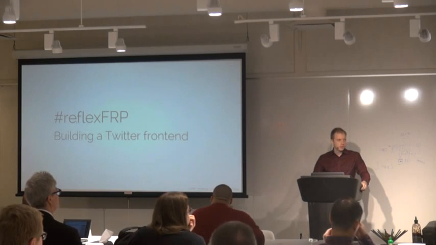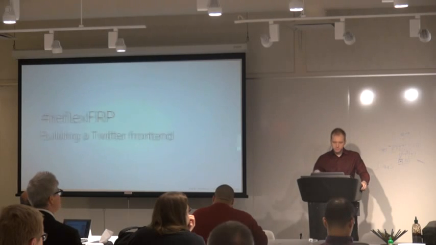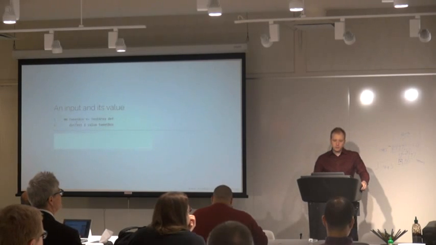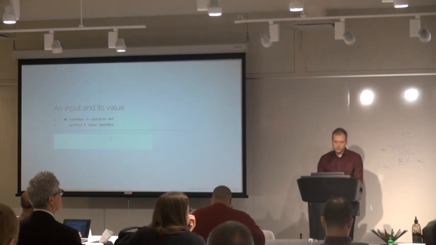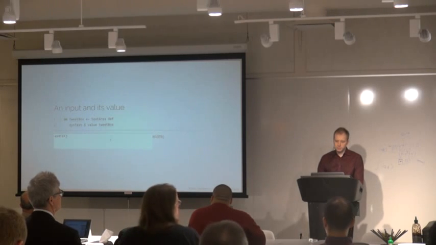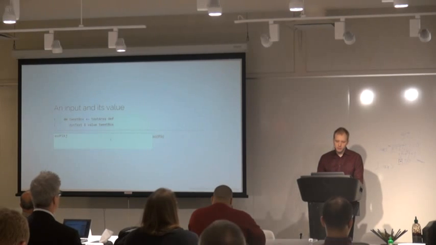All right, so let's get to the meat of this. I'm going to go through an example, which is going to show you how to build a Twitter client using Reflex. All right, so here's our first very simple example. All this is a text box together with a display of the contents of that text box. So if I type some text, it's going to show up right next to the text box.